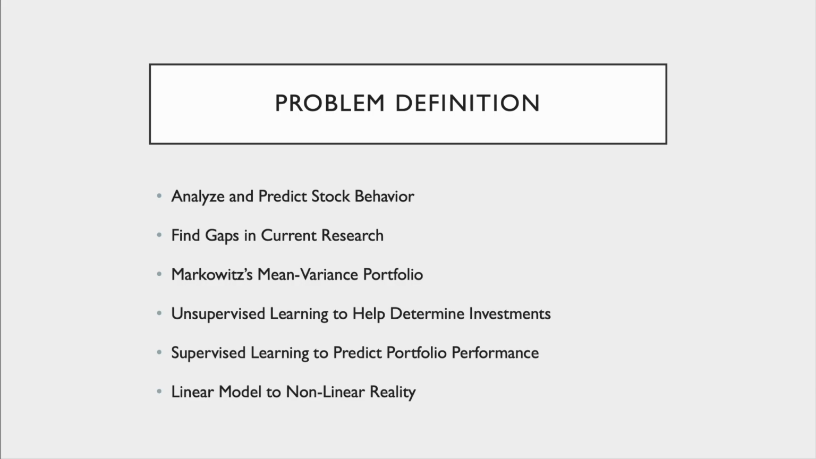Markowitz's mean variance portfolio is the current standard optimization technique used in many institutions, but the issue is it cannot identify individual stocks from a large pool. Our goal was to use unsupervised learning to help determine which investments to choose from a large pool of stocks, and supervised learning to predict portfolio performance in the future. The current issue with many predictive models is that they are trying to fit a linear model to a nonlinear reality, which we hope to change.